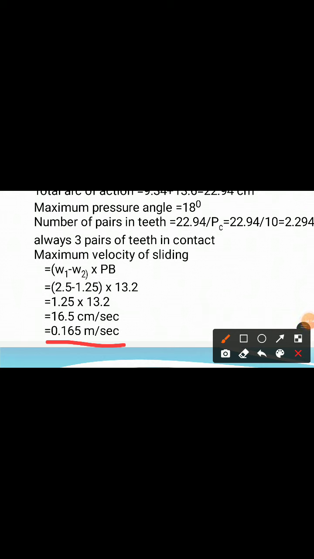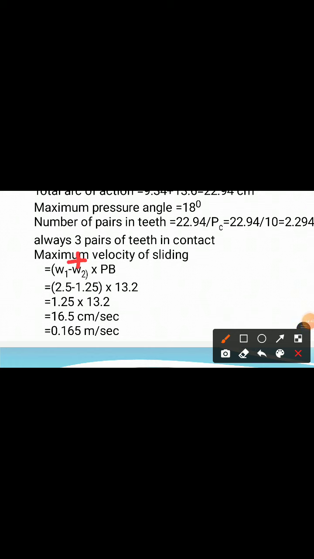So this is the third asking quantity. In the derivation, we derived this formula for the maximum velocity of sliding for an external gear arrangement. We go through that derivation. In the previous video we derived the maximum velocity of sliding. In that derivation, for an external gear, this minus sign becomes a plus.